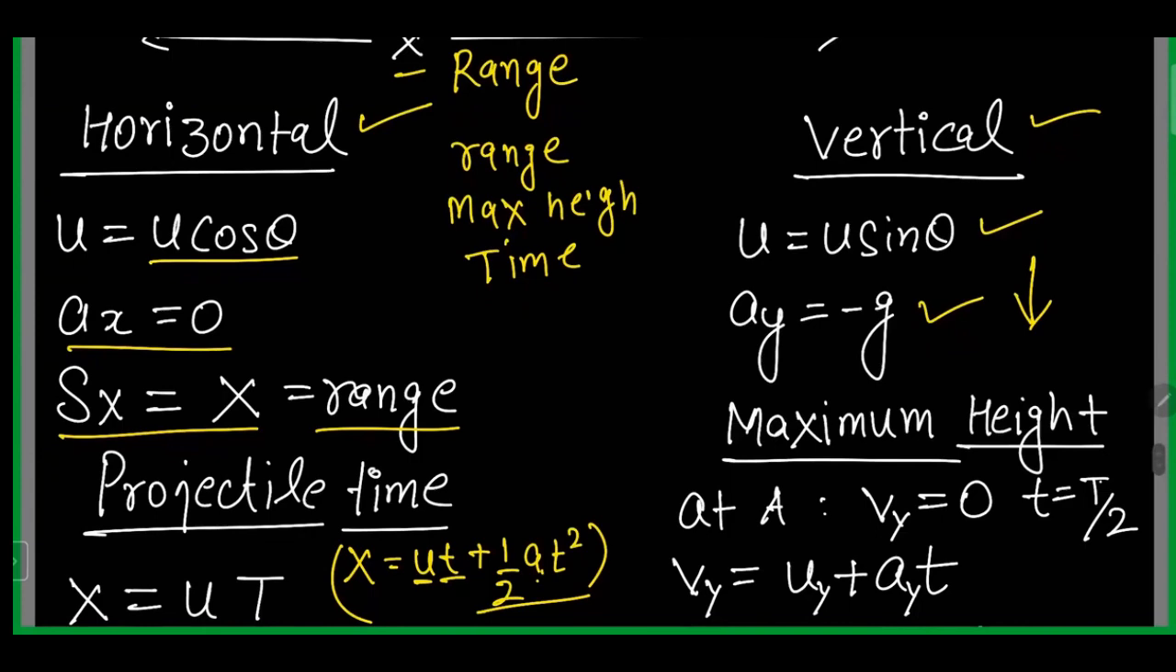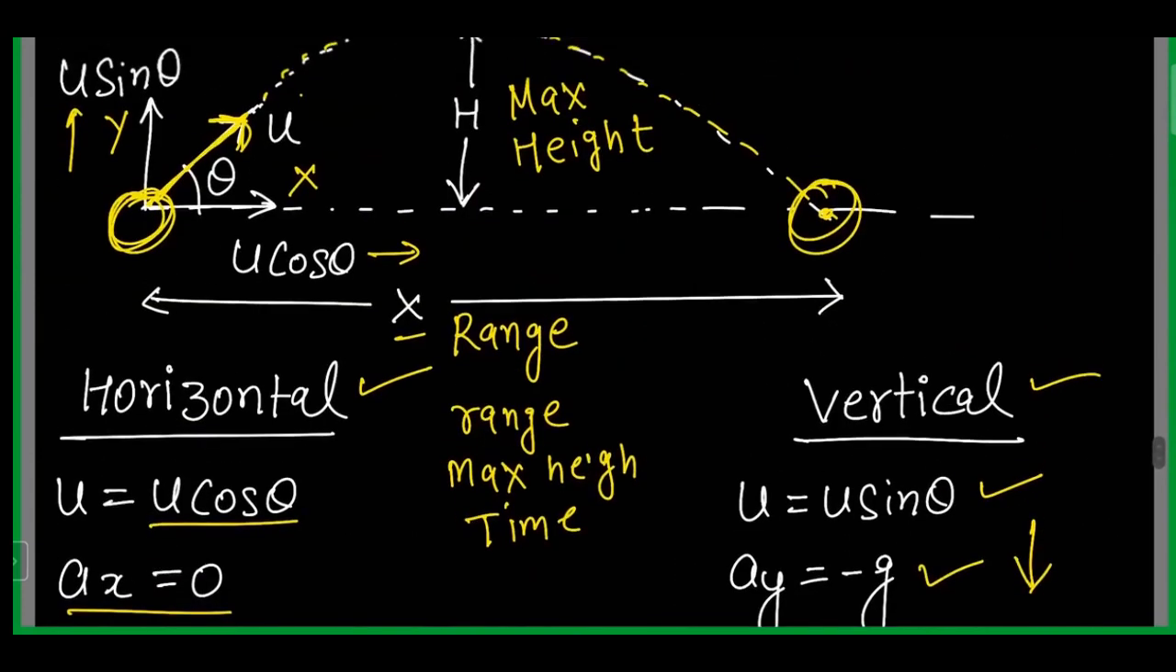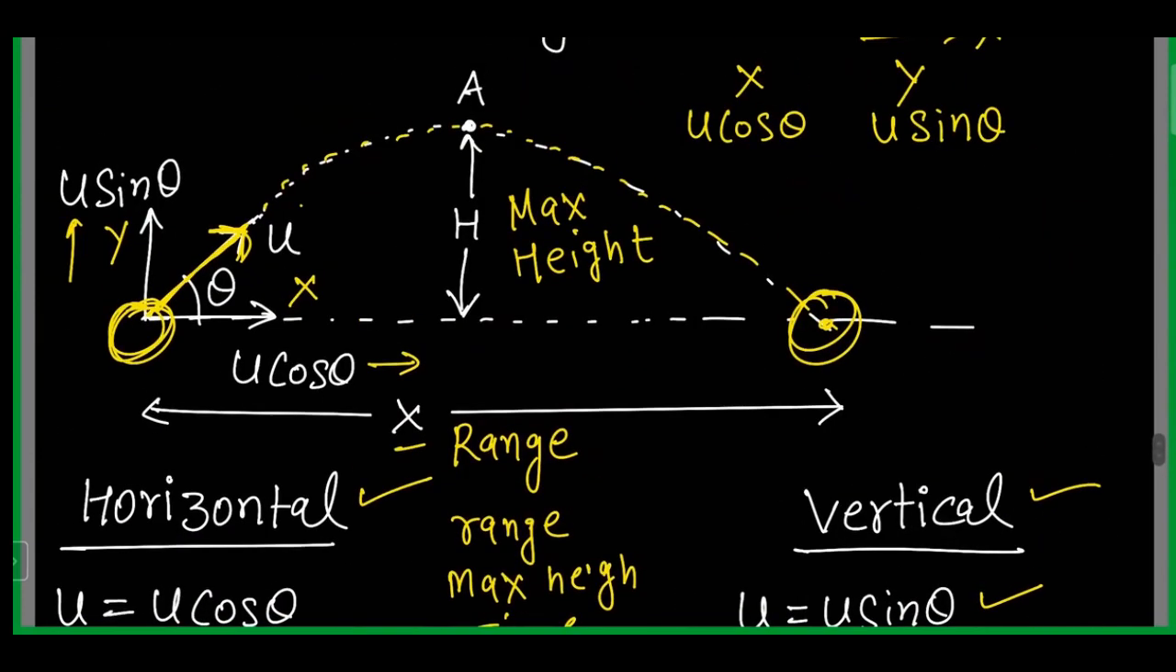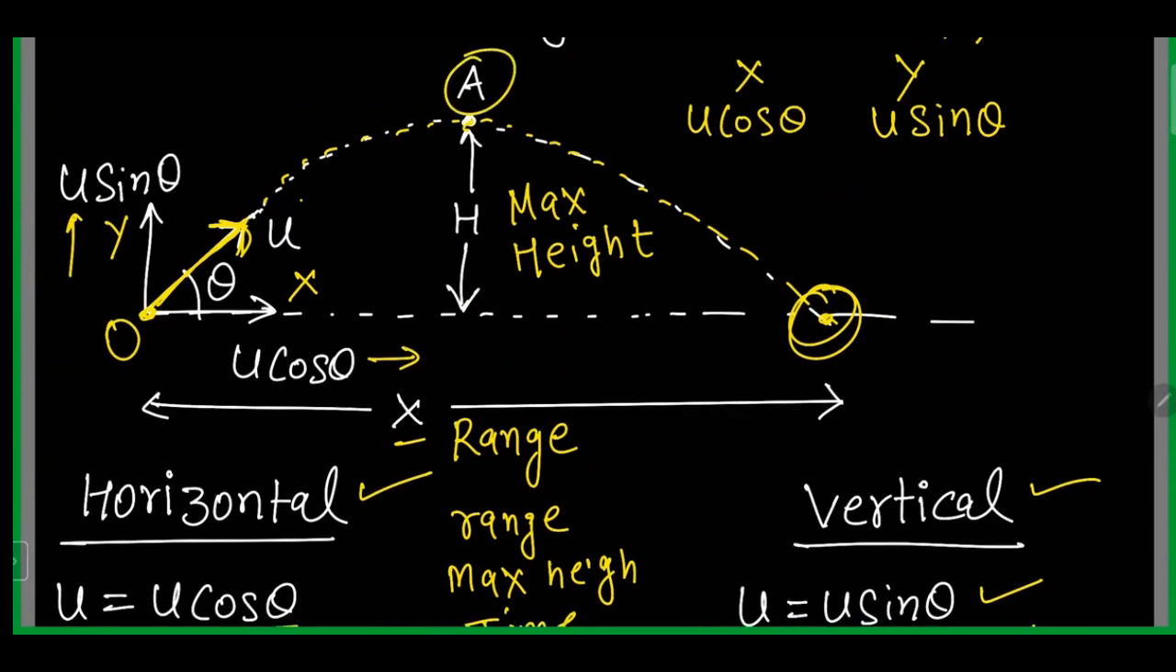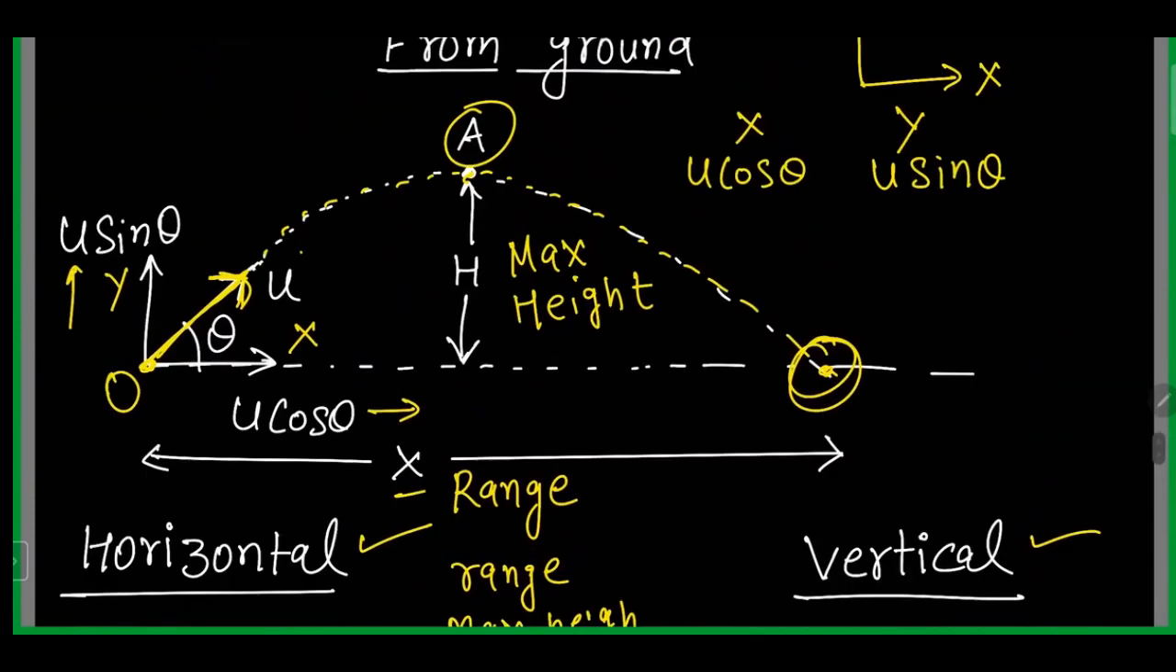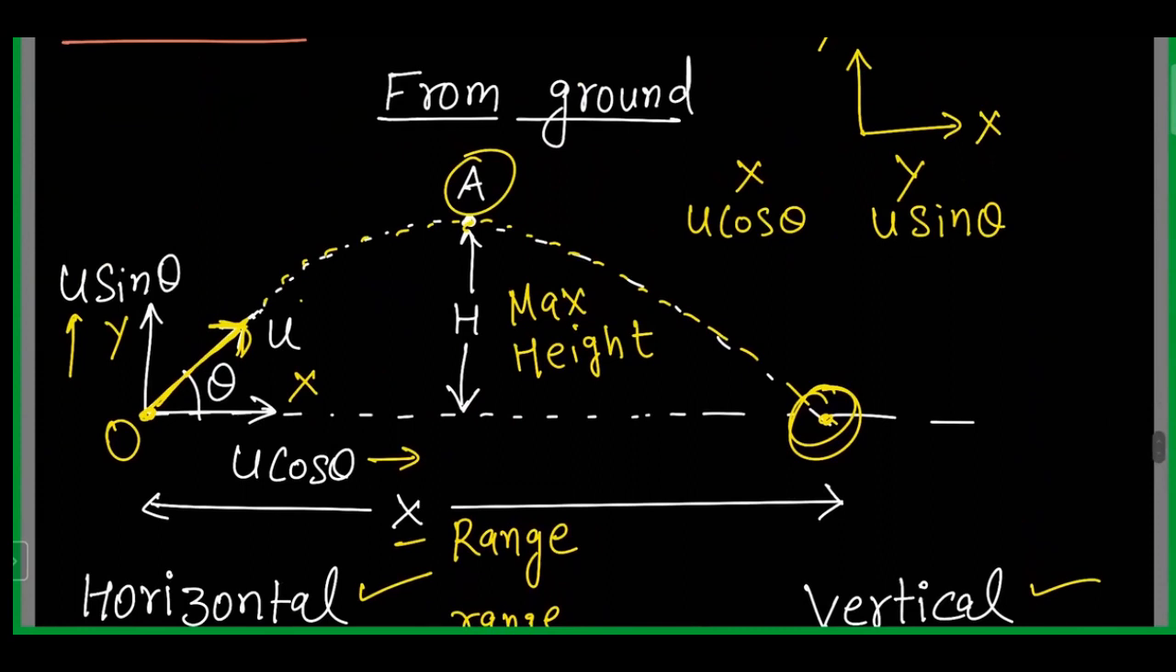Now, we want to find the maximum height. So what I will do is use an equation from 0 to a. So let's apply the equation from 0 to a. Before applying the equation, some information I want to tell you is that at a, velocity along y will be 0. Why? Because you know your vertical velocity was u sin theta. Then the vertical velocity starts decreasing. It ultimately becomes 0, and then it starts increasing in the downward direction and it hits the ground.